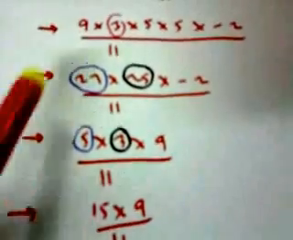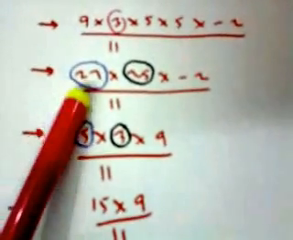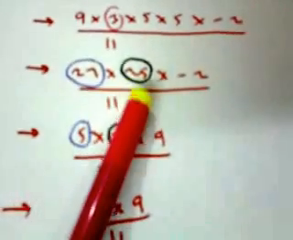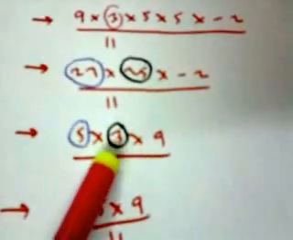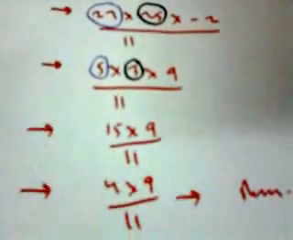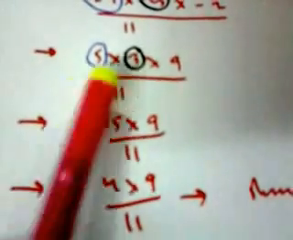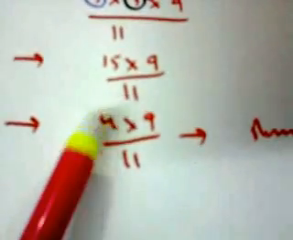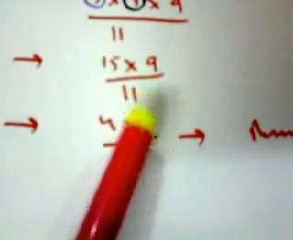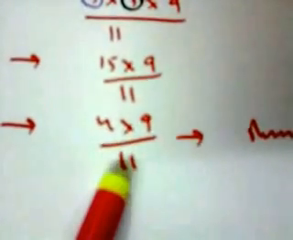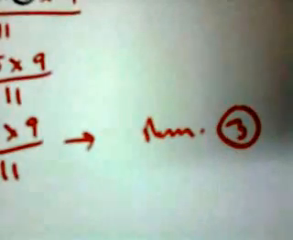So now again 27 divided by 11, remainder is 5, 25 divided by 11, remainder is 3, minus 2 we are writing as 9 now, so that we don't have any negative connotations. 5 into 3 is 15, 9 remains 9. Again 15 by 11, remainder is 4, 9 remains 9. So finally we have 4 into 9, that is 36 by 11. If you divide 36 by 11, remainder is 3.